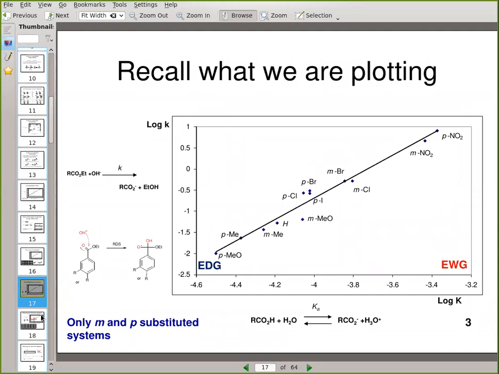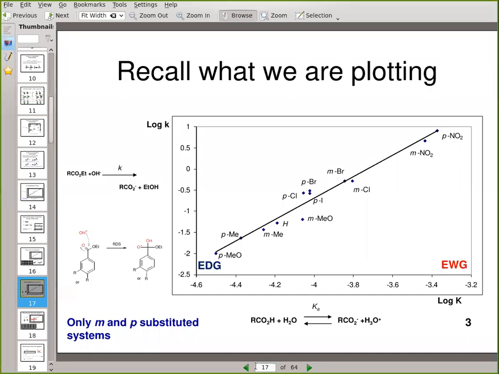So don't forget what we're plotting. Here, the R is aromatic. It's meta and para-substituted aromatic. So that's important. I've drawn it slightly differently here, not the marker structure, just to remind us that we're only working with meta and para-substituted systems. And don't forget that we're comparing base catalyzed hydrolysis with this acid dissociation, which tells us about electron donating groups and electron withdrawing groups.